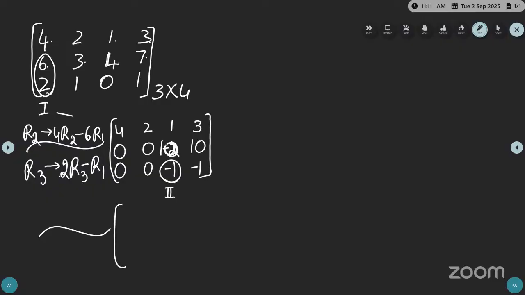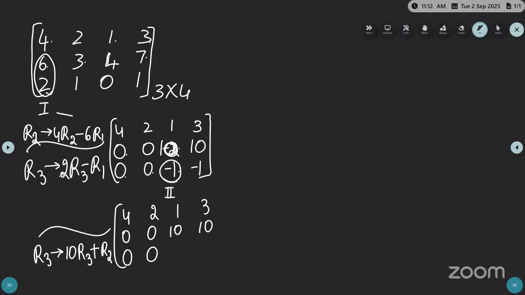Yes, do it now. In the second step, try to make this 0. 4, 2, 1, 3, 0, 0, 10, 10. How can you make it 0? R3 implies 10 R3 plus R2. What is it? 0. Next. This is 0.